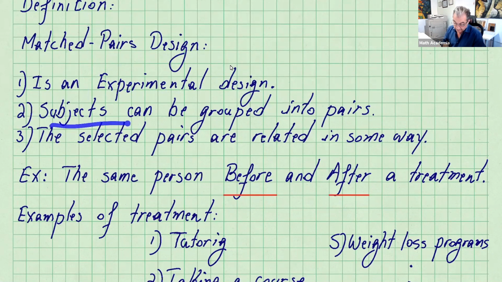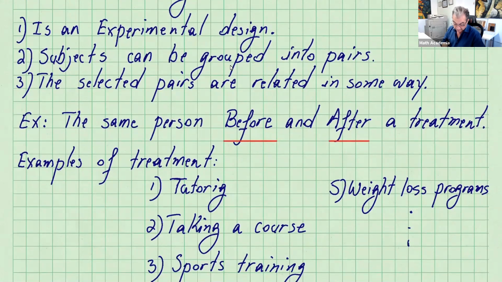Subjects can be grouped into pairs. The selected pairs are related in some way. So for example, the person before and after a treatment. So this is basically what we're going to go over in this lecture, and most problems are before and after.